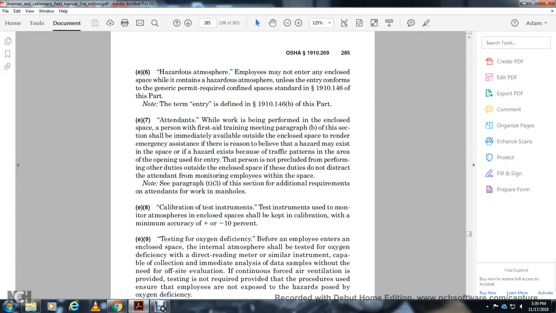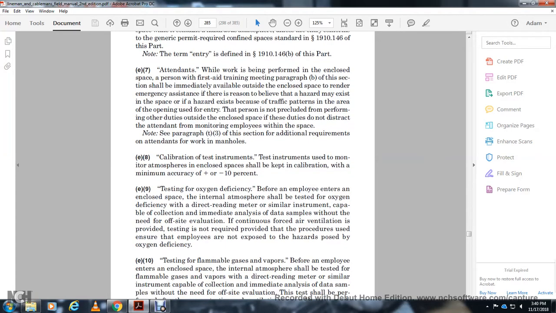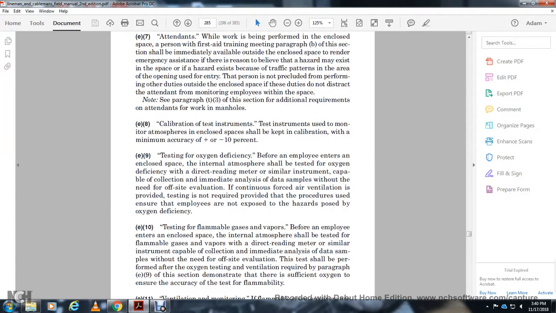Calibration of test instruments. Test instruments used to monitor the atmosphere within the enclosed space should show calibration with a minimum accuracy of plus or minus 10%. Testing for oxygen deficiency. Before an employee enters the enclosed area, the internal atmosphere should be tested for oxygen deficiency with a direct reading meter or similar instrument capable of collecting and immediately analyzing a sample without the need for offsite evaluation.